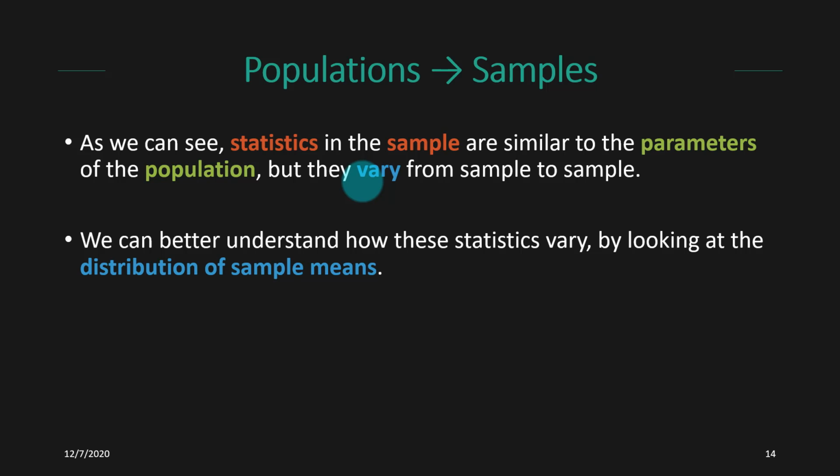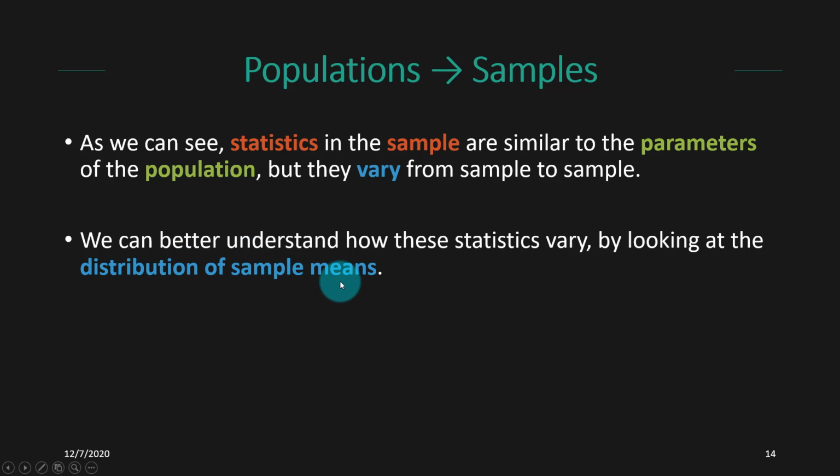But the really cool thing is that in the aggregate, the total number of samples that we take is actually going to have its own distribution. It's going to obey very specific properties that relate back to the parameters in the population. So we can better understand the way in which these statistics vary by looking at the distribution of sample means.